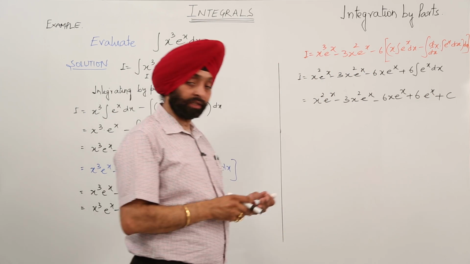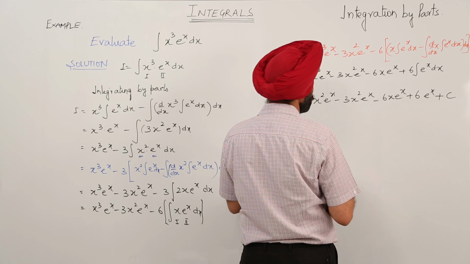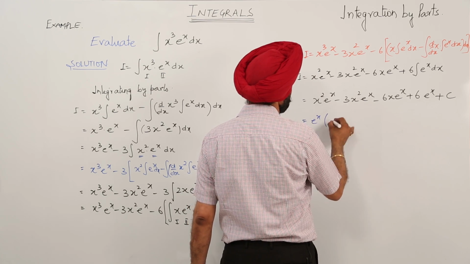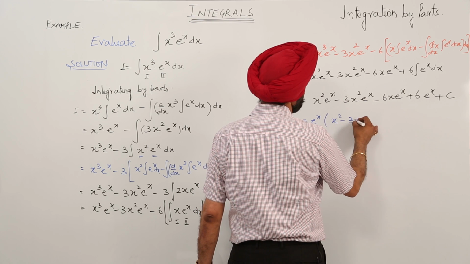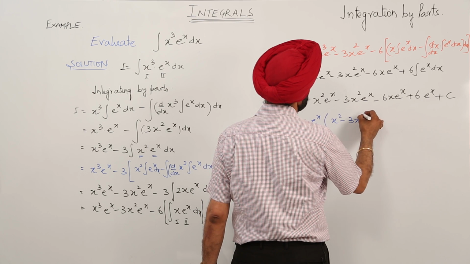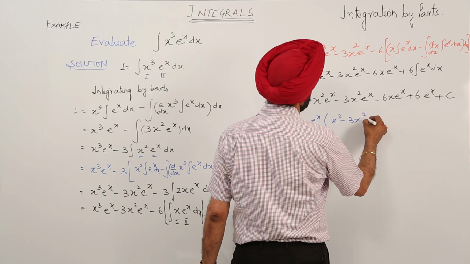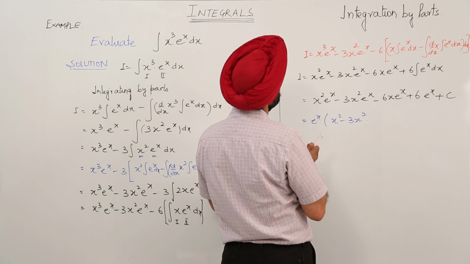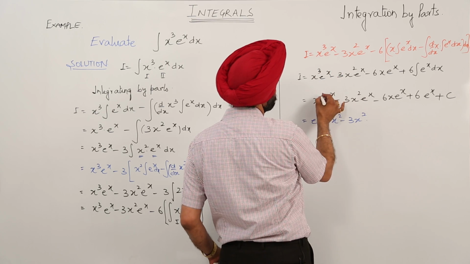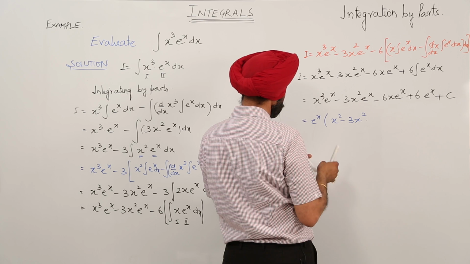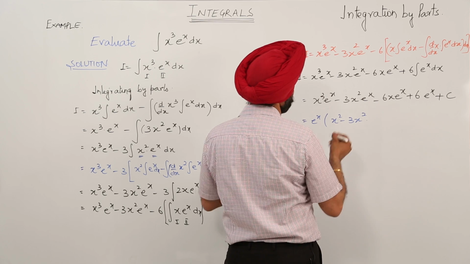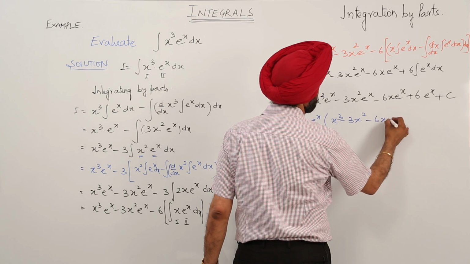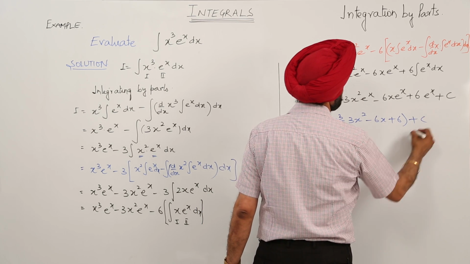Is it clear? So now finally, if you wish, you can take e raised to power x common, and we are left with x cube minus 3x square minus 6x plus 6 plus c, this is the answer.